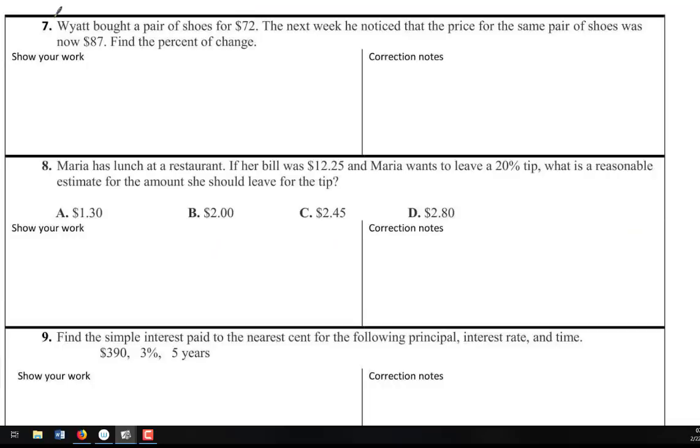Wyatt bought a pair of shoes for $72. The next week he noticed that the price for the same pair of shoes was now $87. Find the percent change. So percent change is always the change divided by the original amount.